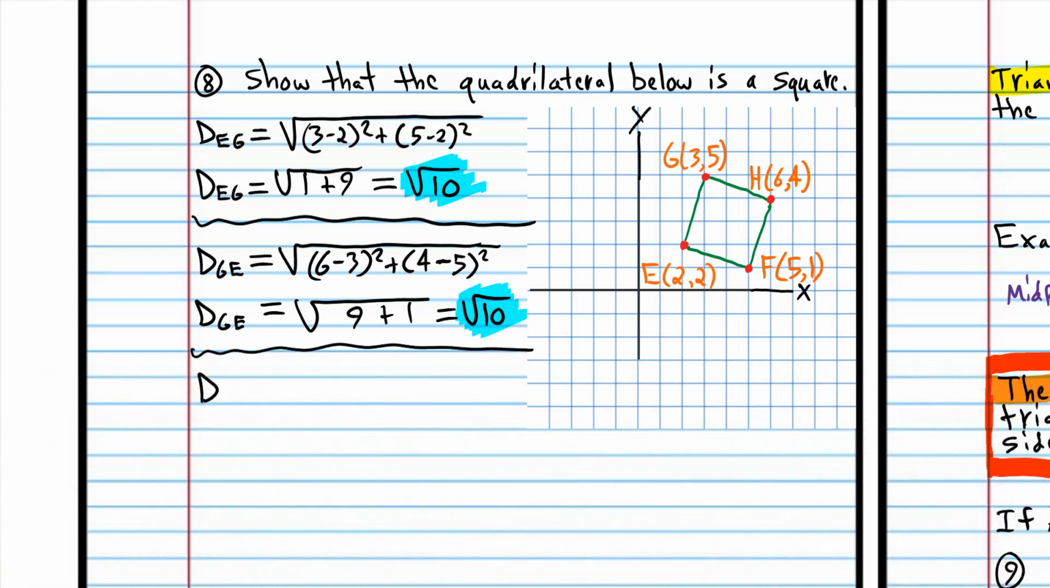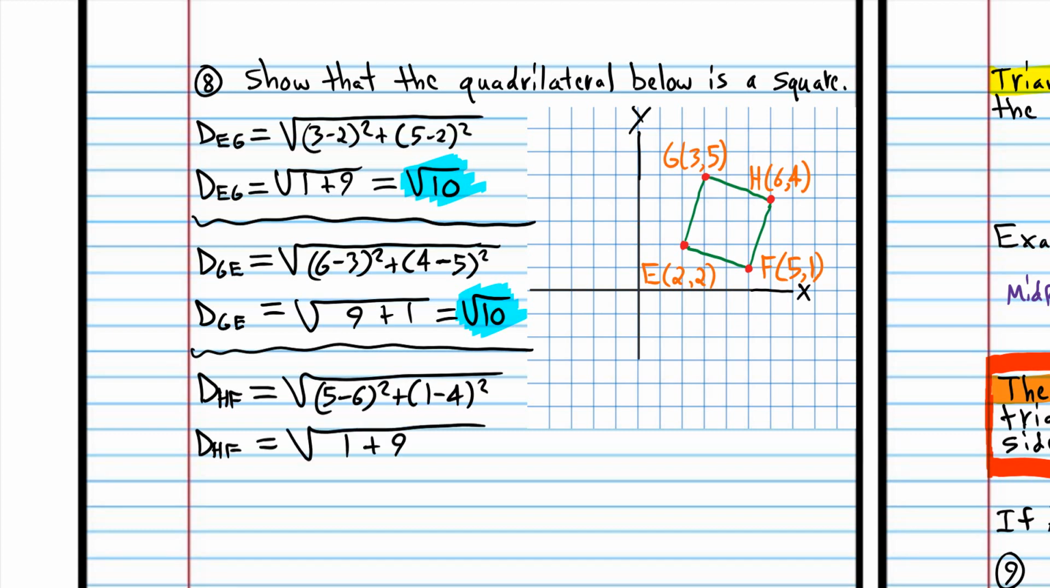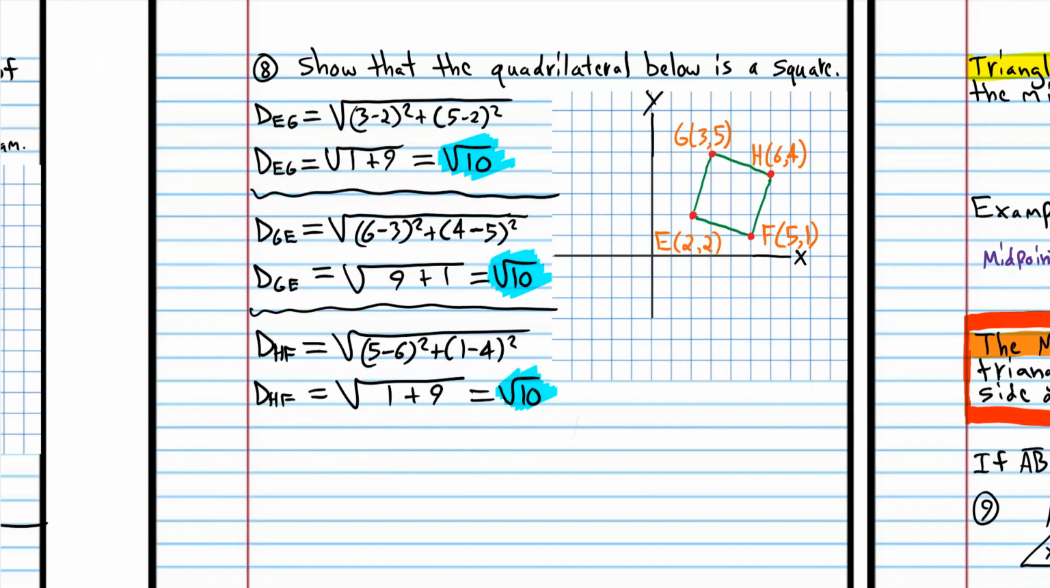Now we're going to find the distance between H and F, just going around the square there. Using H as point 1, we have 5 minus 6 squared plus 1 minus 4 squared. And rushing forward, that simplifies to 1 plus 9, which is root 10. So we've almost shown that all sides are equal in length.